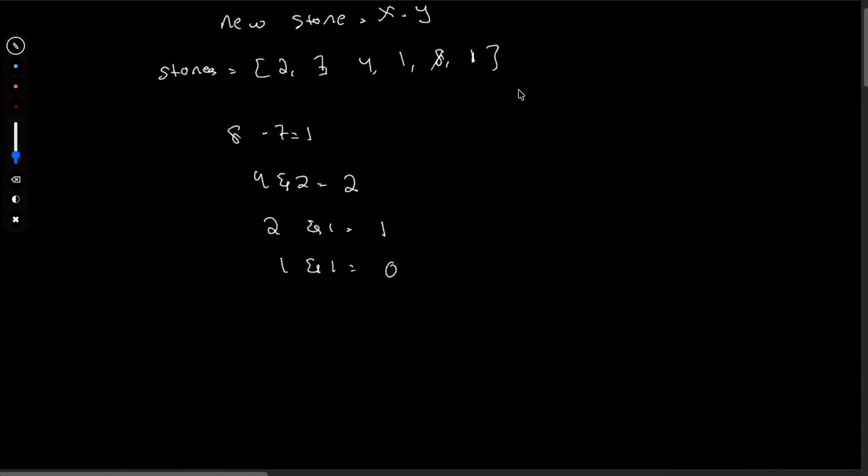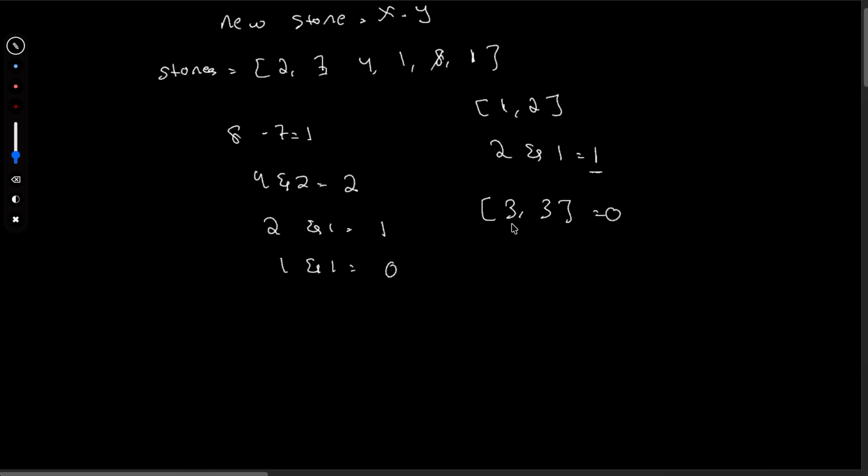Okay, let's take another example. If we have a stones array like this, 1 and 2, then 2 minus 1 is 1, so the final stone is 1 and the output is 1. If we have a stones array like this, 3 and 3, then there is no stone left, so the output is 0.